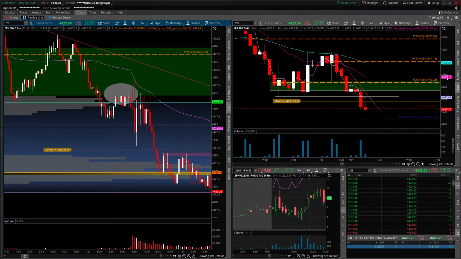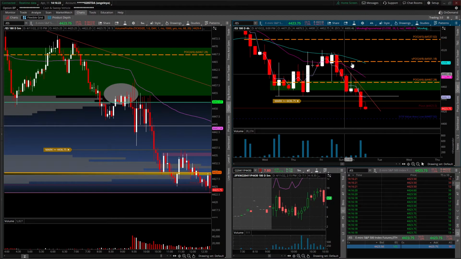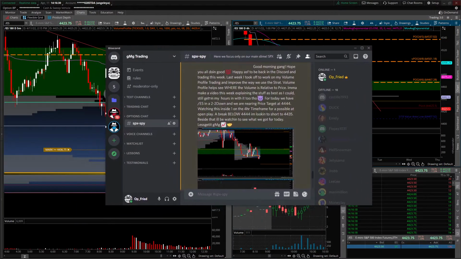What I was really looking at over here was the 4-hour chart. I put it in my Discord, I'm pretty sure. I told them that we were on a 2-2 going down and that the price target was 4444, and we were pretty close to that price target already by the time I typed this. Basically what I was watching for was the inside one on a 4-hour time frame for a possible play. I was waiting for it to go below the 4444 mark, and we were looking to short to 4435.